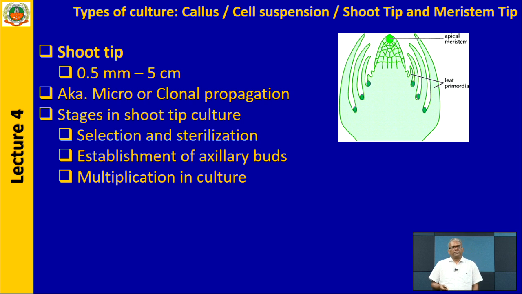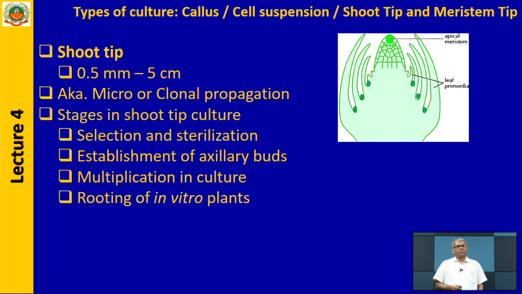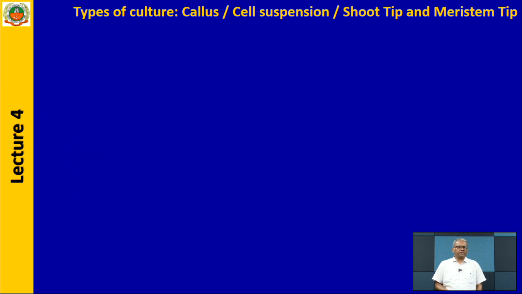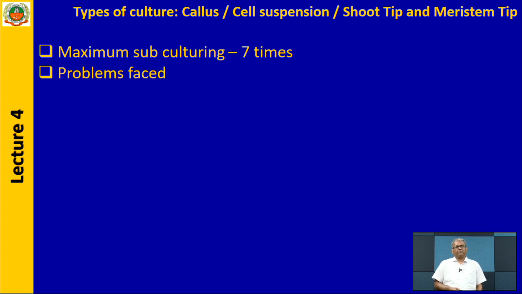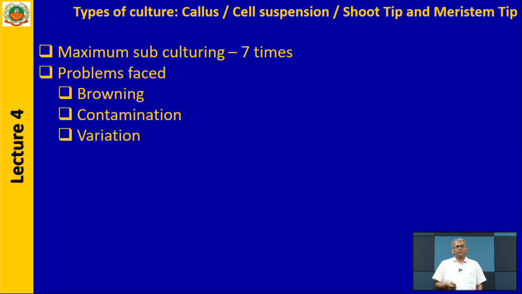After establishment of these meristems in the axillary buds, multiplication happens in the culture and then we take up rooting of the in vitro shoots. So, shoot induction will be followed by root induction, followed by hardening of your in vitro raised plants. In shoot tip culture, a maximum of 7 times the explants are subcultured, and the main problems faced here are browning of explants, contamination from microorganisms or phenolics, and somaclonal variation.